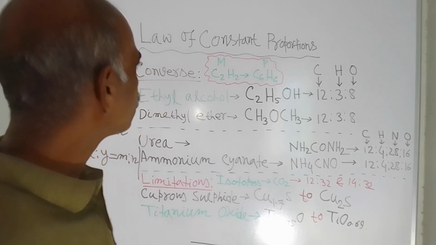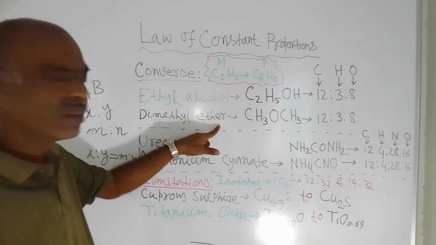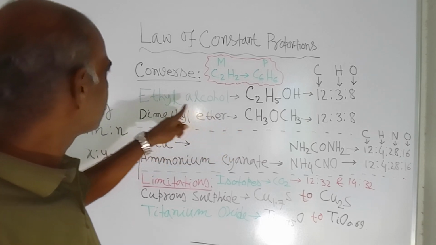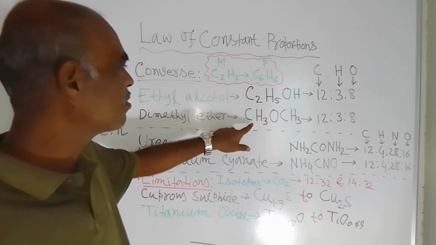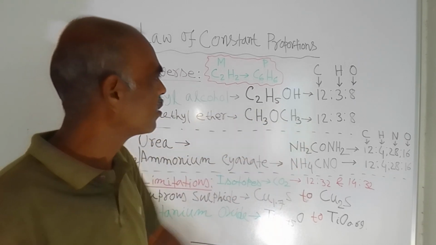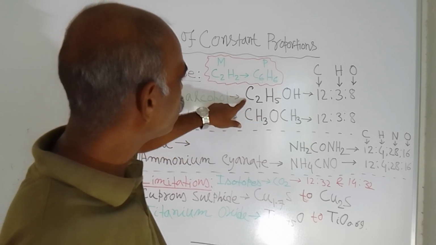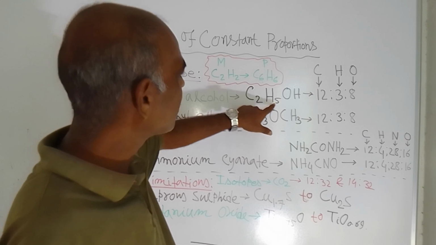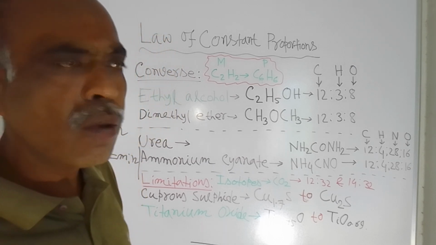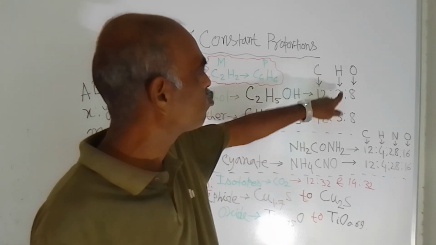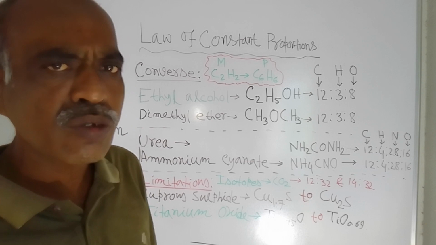So, for example, I have taken ethyl alcohol and dimethyl ether. Ethyl alcohol is denoted by C2H5OH, and dimethyl ether is denoted by CH3OCH3. Here you can find that the number of carbon atoms is 2, the number of hydrogen atoms is 6, 5 plus 1, 6, and the number of oxygen atoms is 1. If you take the ratio of masses of carbon, hydrogen and oxygen, you will get 12 is to 3 is to 8. The ratio will be 12 is to 3 is to 8.